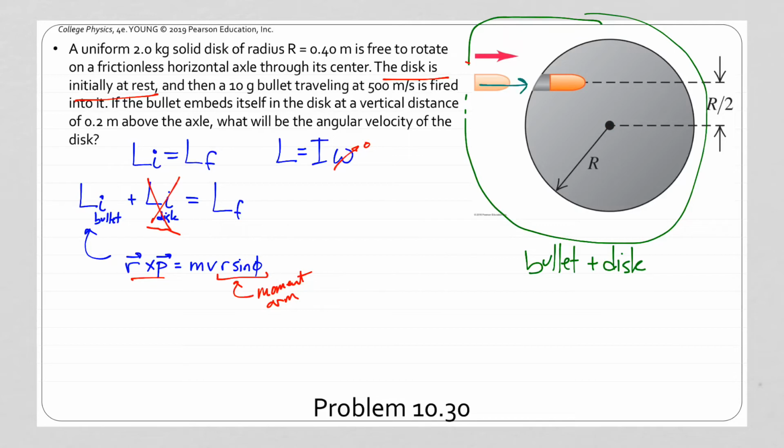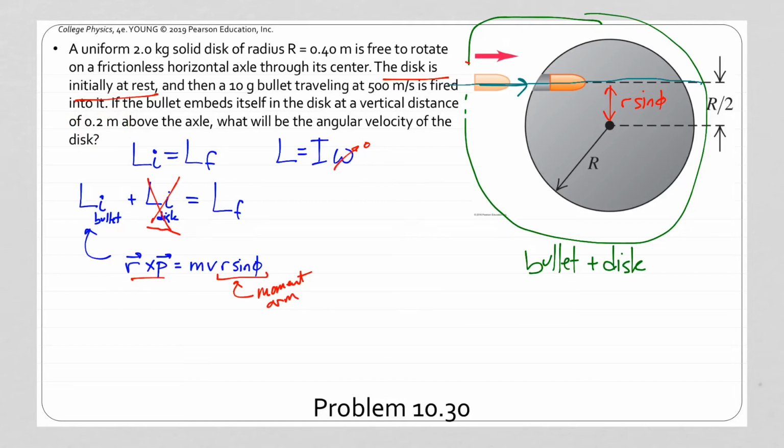The bullet has a certain momentum. That momentum is acting along this line, and the r sine phi term is basically looking at how far the momentum passes from that axis of rotation. And we know what this value is. It's r over 2, which is going to be 0.2 meters in this case.